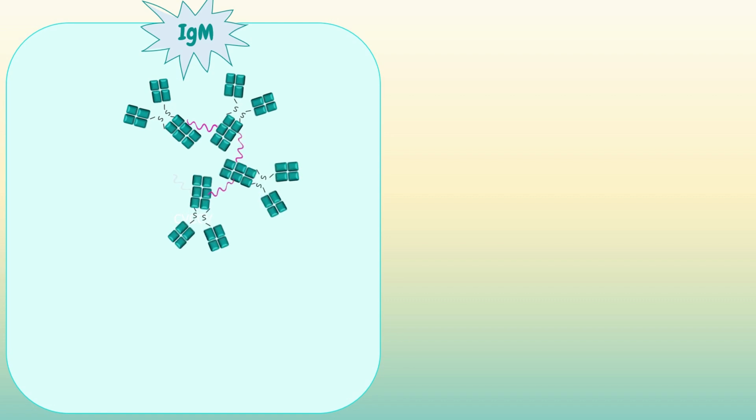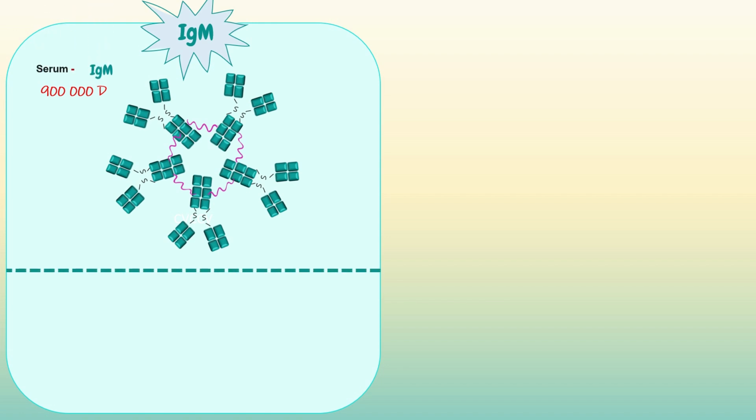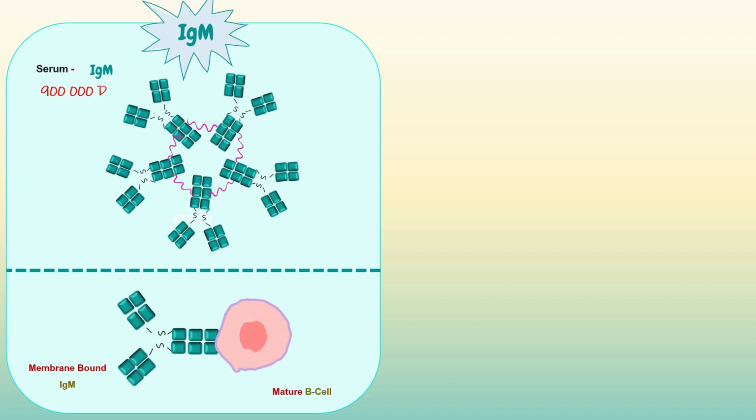Pentameric means 5 monomers joined together: 1, 2, 3, 4, and 5. It has a molecular weight of 900,000 Dalton. Serum immunoglobulin M usually occurs as pentameric form, but rarely occurs as monomeric form. Monomeric form of immunoglobulin M represents the classical surface immunoglobulins on the surface of the cell membrane of B cells.